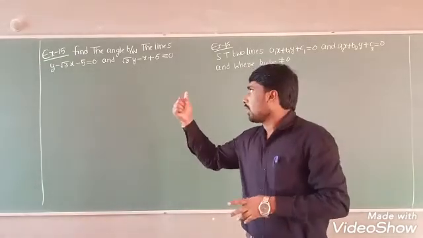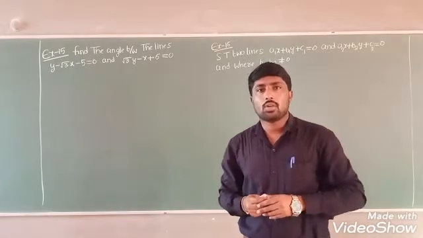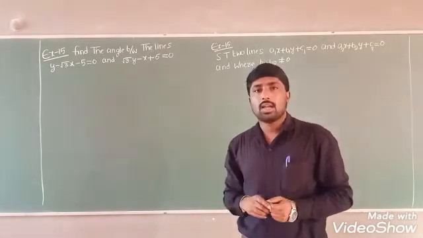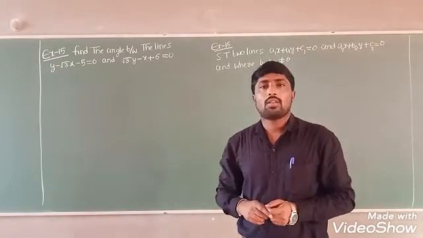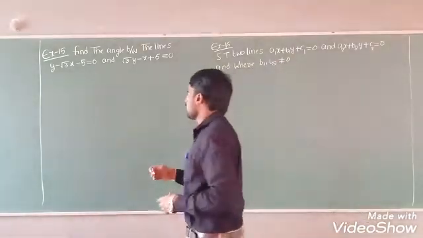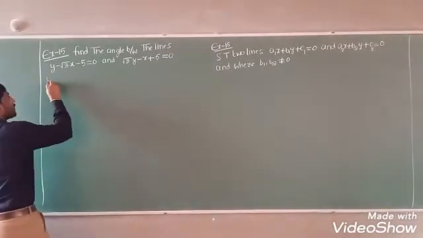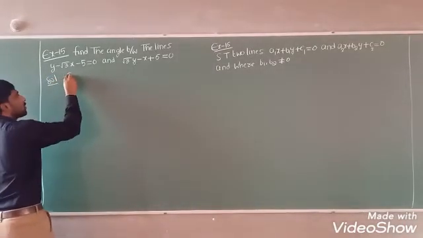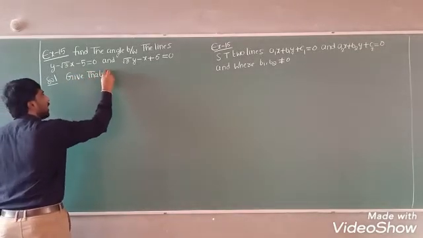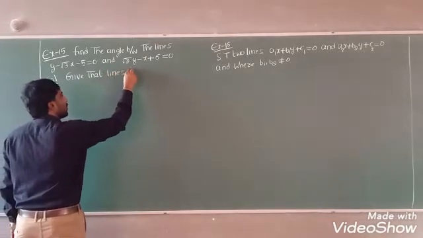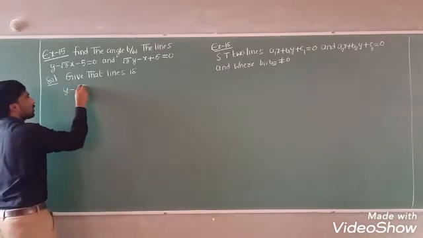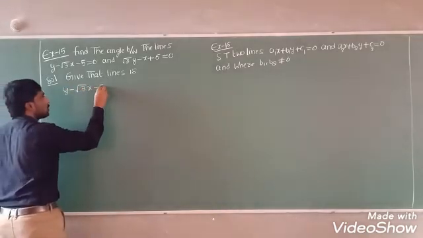So first of all, that equation I have to convert into y equal to mx plus c representation. If I represent it like that, I can find the m value in a very easy manner. Is it clear? So all of you note down this one. Find the angle between the lines. Given the lines, y minus root 3x minus 5 equal to 0.